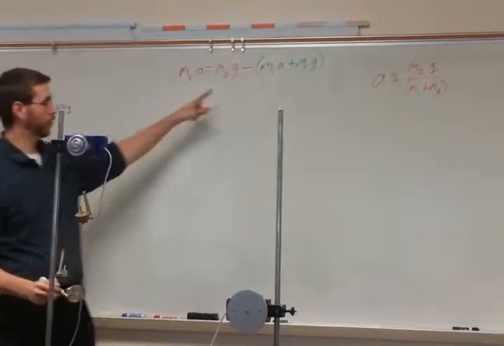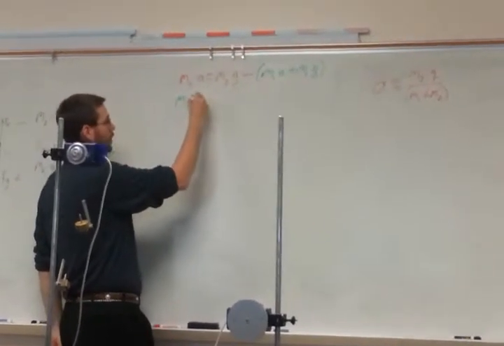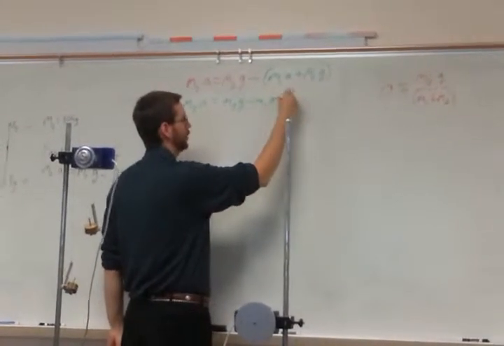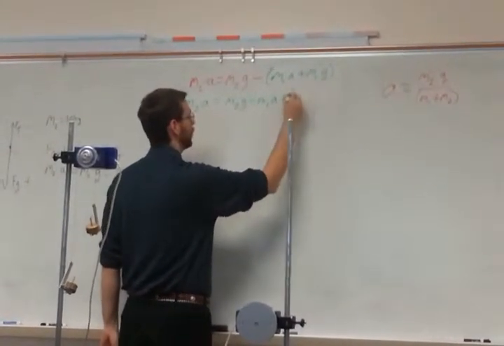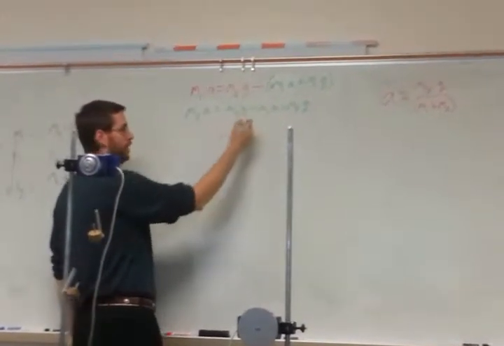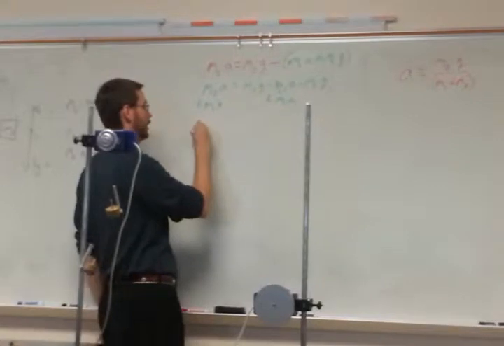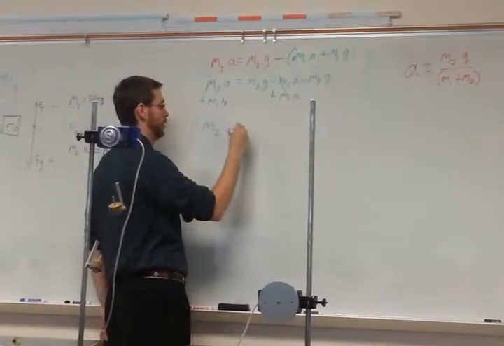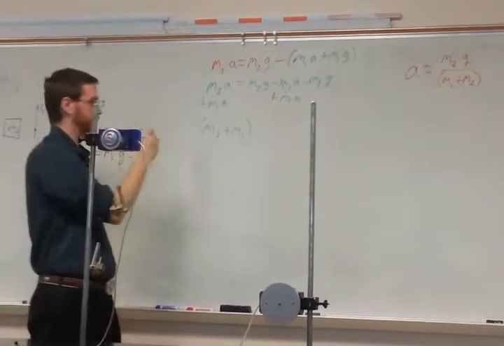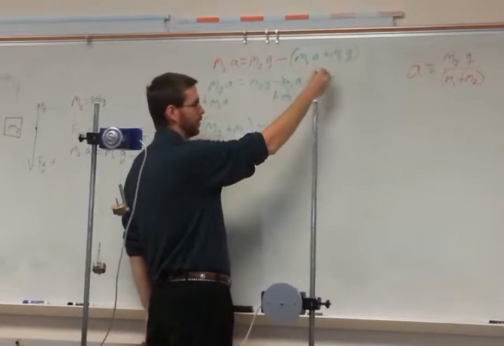What do I have to do with this negative? Add it on the other side. Distribute. M2A equals M2G minus M1A minus M1G. Now, just like last time, I have to move this A over to the other side. Cancels, so I get M2 plus M1. We're going to go ahead and do what to it? Take out the A, factor out the A. But over here, I'm left with M2G minus M1G.